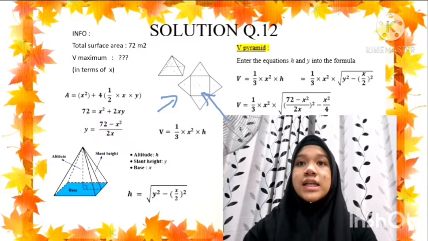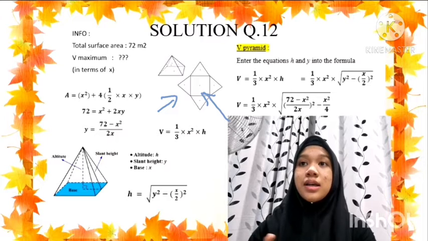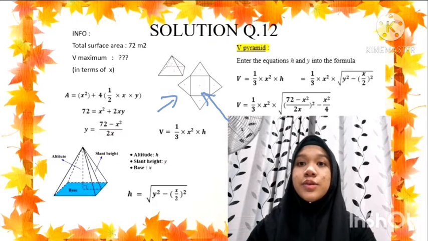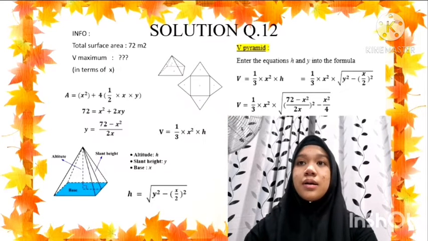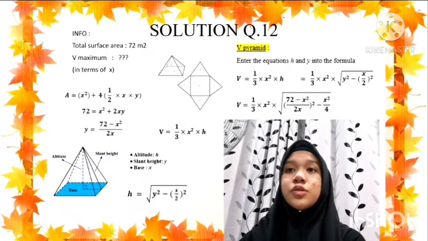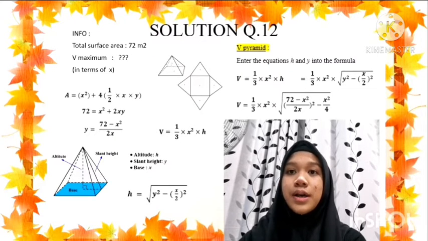Tapi bukan tu saja. Kita ada 4 muka segitiga. Maksudnya kita kena darabkan formula segitiga tu dengan 4. Jadi, bila kita dah mudahkan, dapatlah 2xy. Jadilah kita dapat 72 sama dengan x kuasa 2 tambah dengan 2xy.